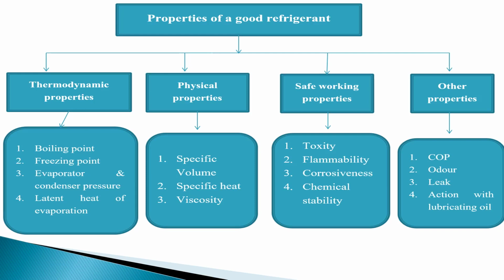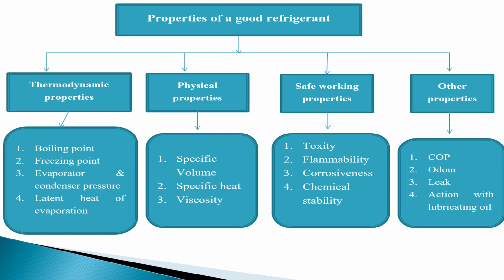Then physical properties: specific volume, specific heat and viscosity. What is specific volume? Volume per kg of the substance. Specific volume is meter cube per kg. So that should be less. Then specific heat is the amount of heat required to raise the temperature by 1 degree Celsius. So that should be high. Then viscosity should be low, so that it flows very easily. It should not be thick. These are some important properties.